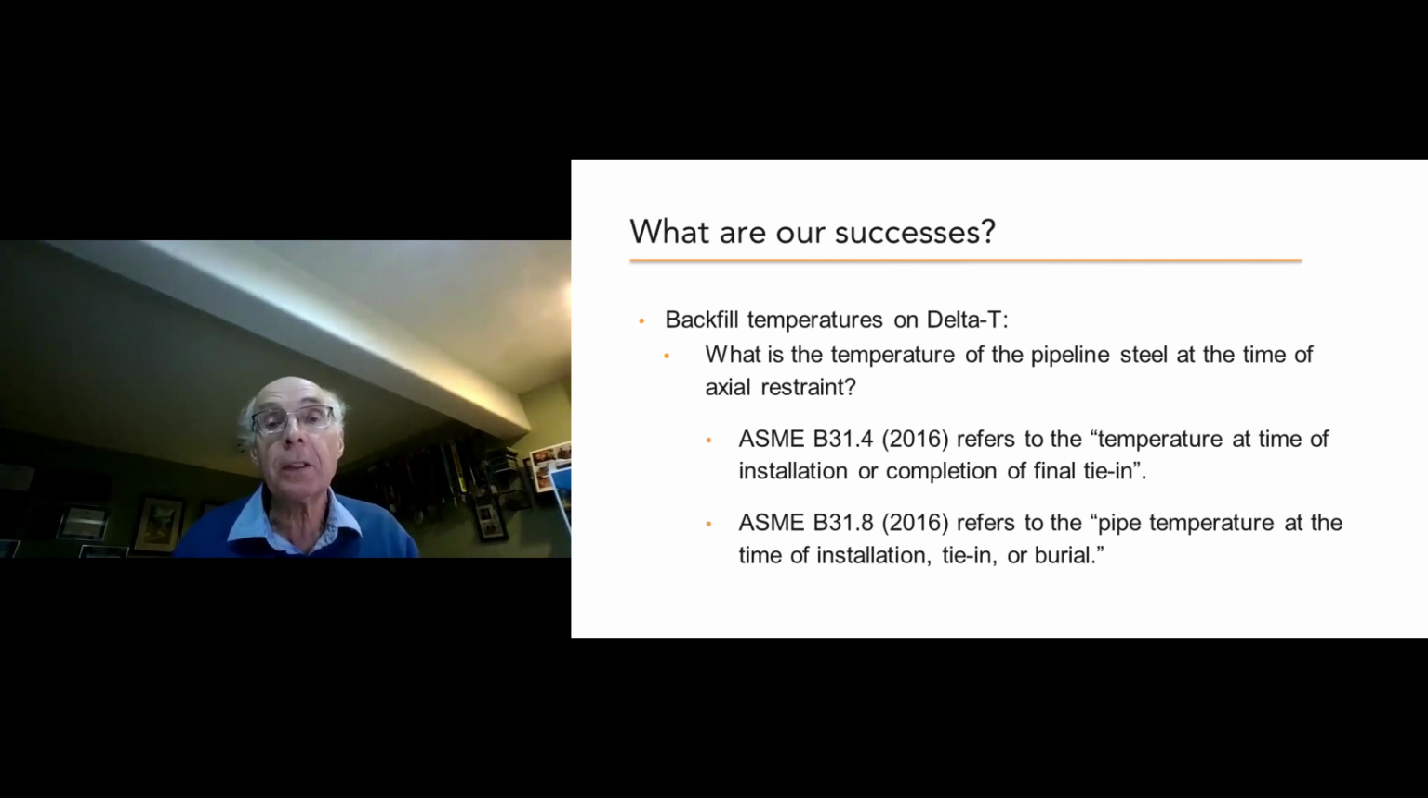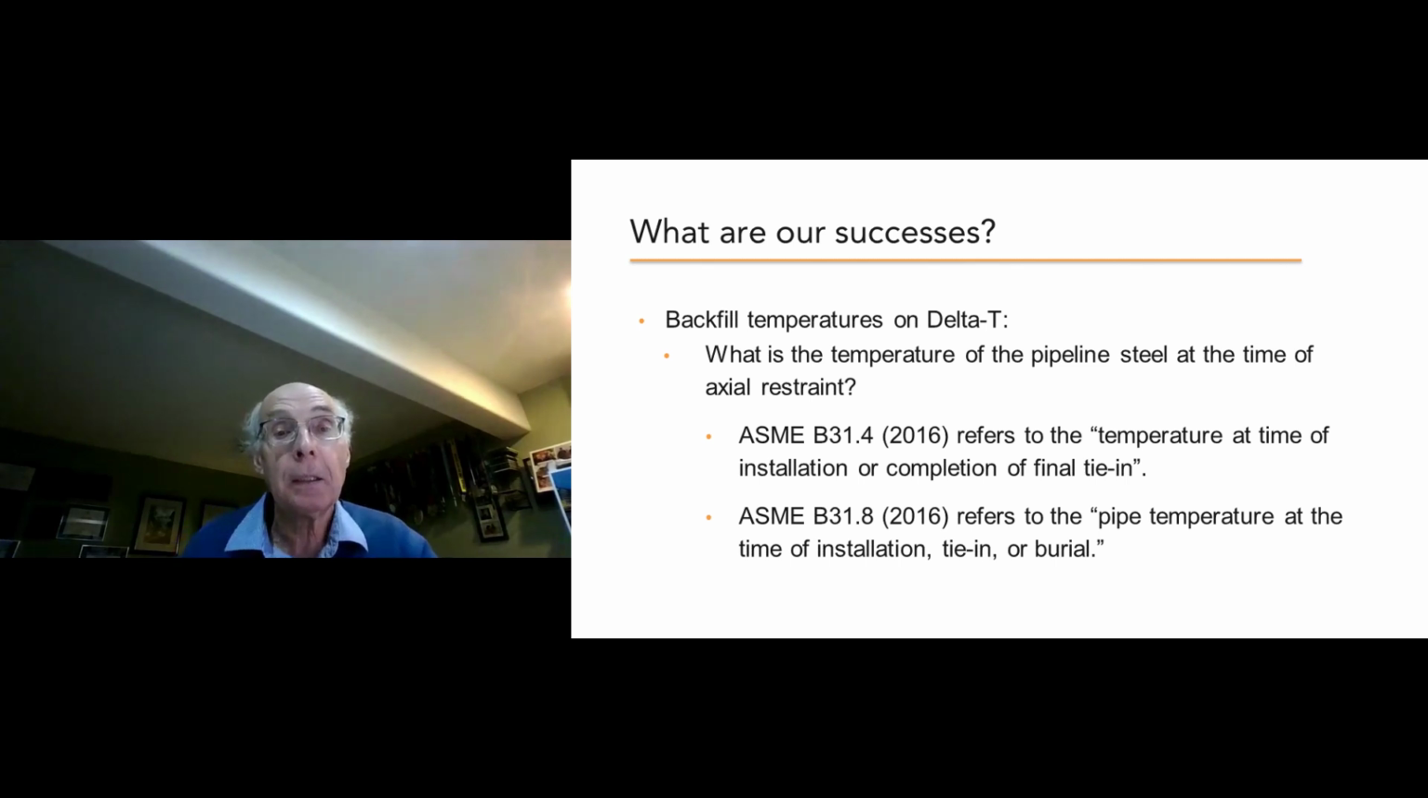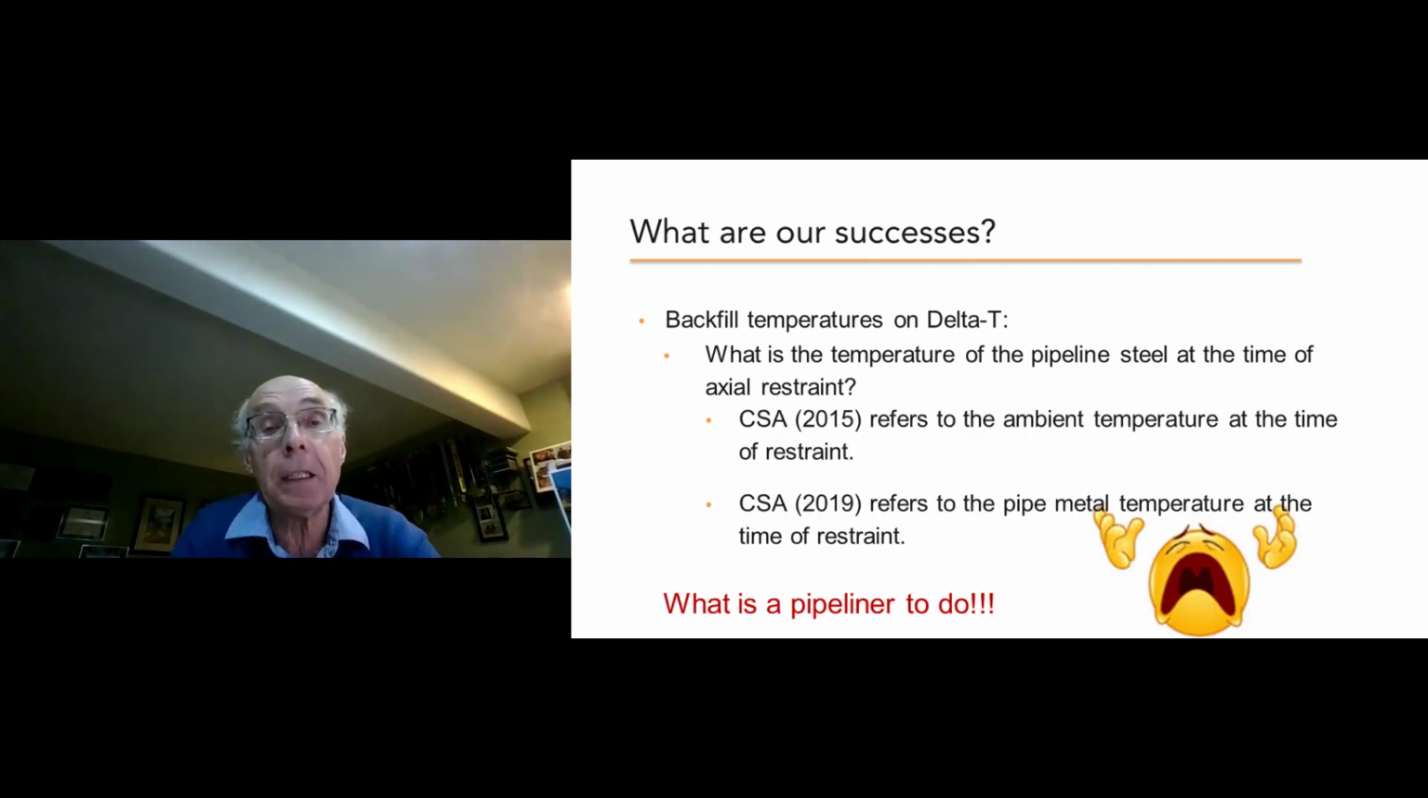Now, the question is what is the temperature of the pipeline steel at the time of axial restraint? So looking at two American codes, ASME B31.4 and B31.8, they actually give two different definitions. One says the temperature at the time of installation or completion of final tie-in, and the other one says pipeline temperature at the time of installation, tie-in, or burial. The Canadian code, CSA Z662 from 2015, refers to the ambient temperature at the time of restraint. And then they changed the language in Z662 in 2019, and it refers to a pipe metal temperature at the time of restraint. So again, we've got these four different codes with four different definitions.